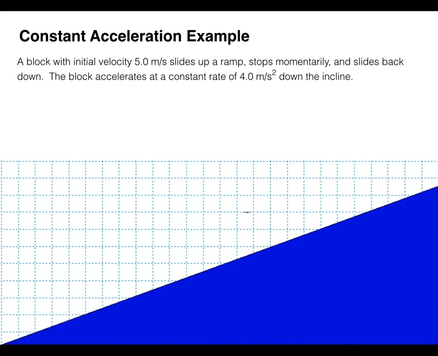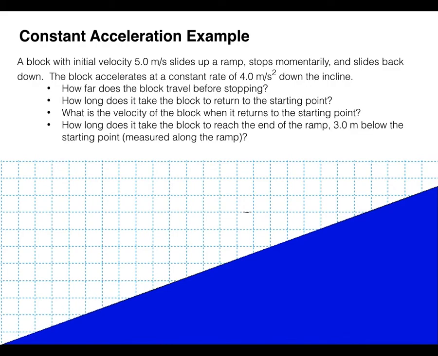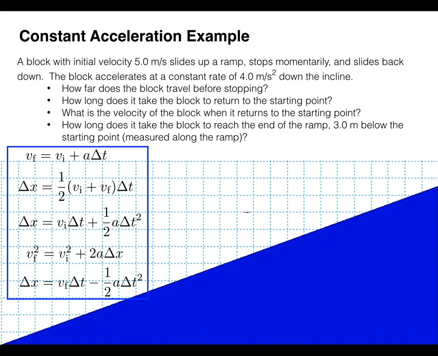Now, there are lots of questions that we can ask about this motion, but here are a few examples. How far does the block travel before stopping? How long does it take the block to return to the starting point? What's the velocity of the block when it returns to the starting point? And how long does it take the block to reach the end of the ramp, which is 3 meters below the starting point? You probably won't be surprised to hear that we're going to be using the constant acceleration equations.